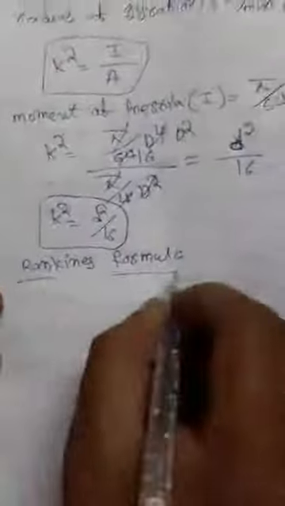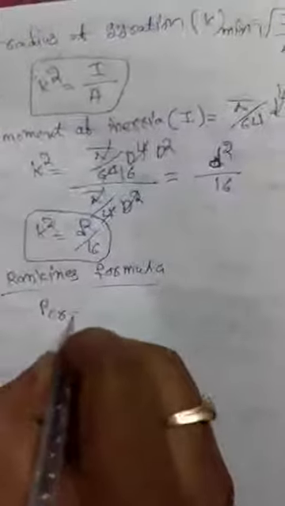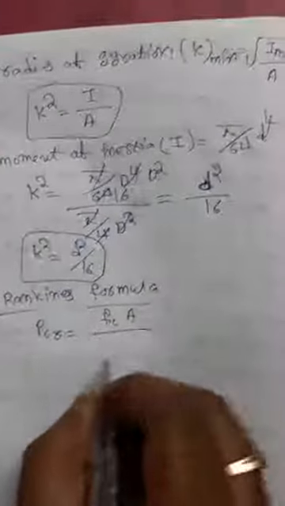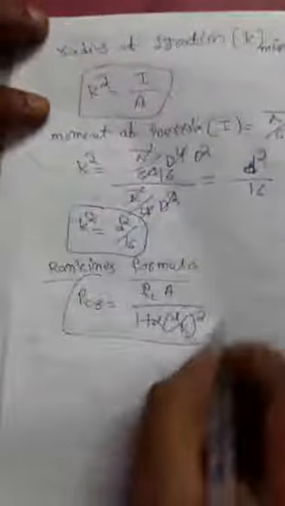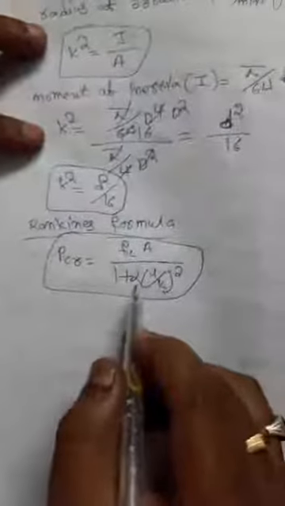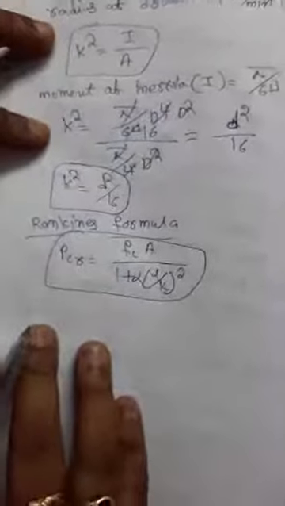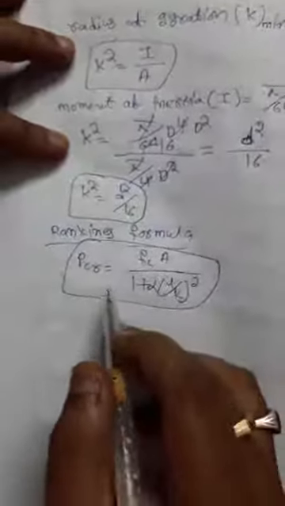The end condition is already known, and we apply Rankine's formula for this question. Rankine's formula is PCR equals FC A divided by 1 plus alpha times L by K whole square. Substituting all values in this formula: you have the FC value, the area value, the alpha constant value, and the L by K whole square value.